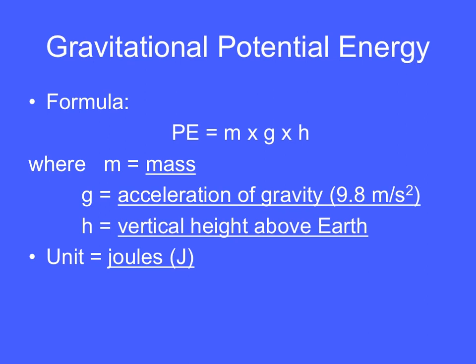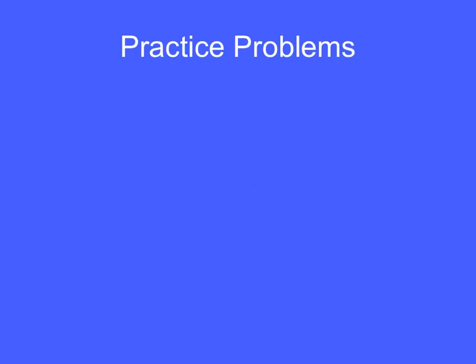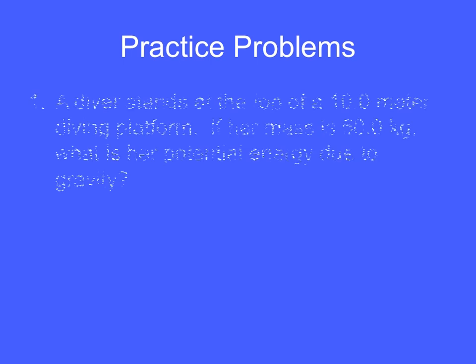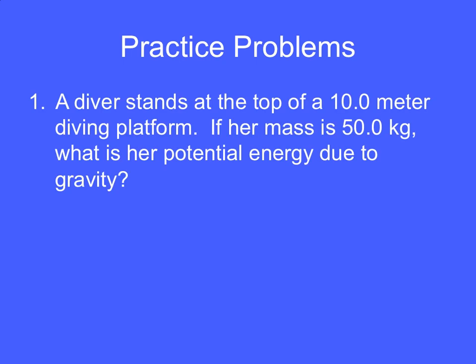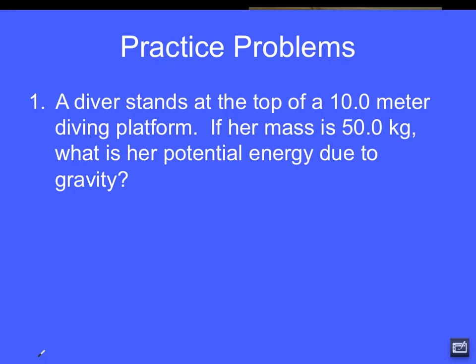So let's take a look at some practice problems involving gravitational potential energy. The first one: a diver is standing on a diving board, and what is her gravitational potential energy with her mass being 50 kilograms? So we are going to write our formula first. PE equals mgh, and then I just simply plug in.